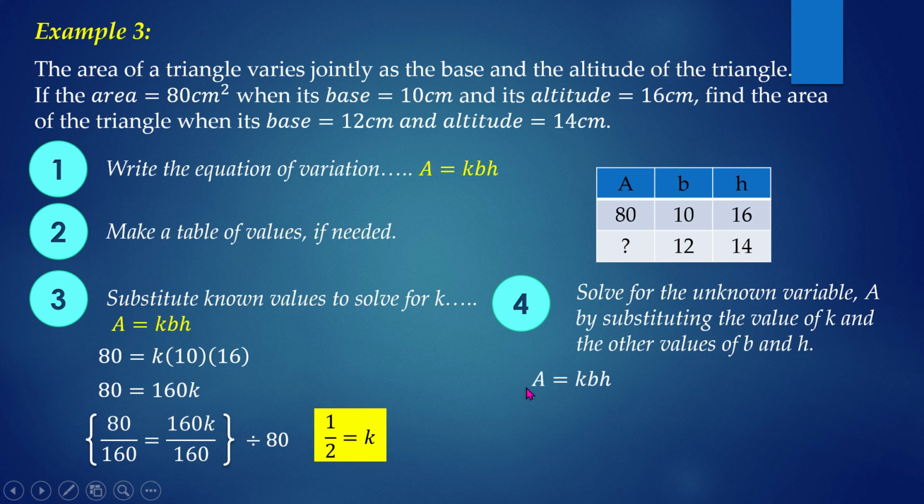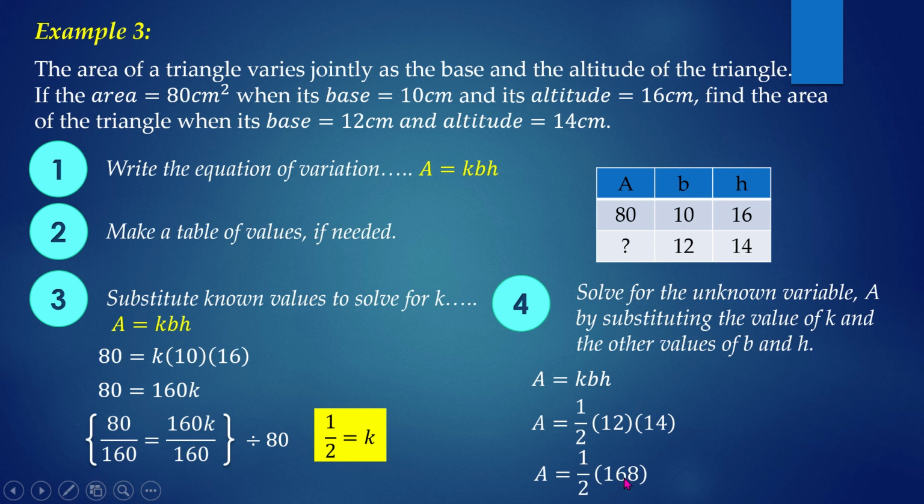Equation, A is equal to kbh. So missing man ang ikaduhang A. So A equals, k is, balik ta sa step number 3, 1/2. Muna na 1/2. Ang ikaduhang value sa b, 12. Ikaduhang value sa h, 14. Muna ang A is equal to 1/2 times 12 times 14. A is equal to 1/2 times 168.